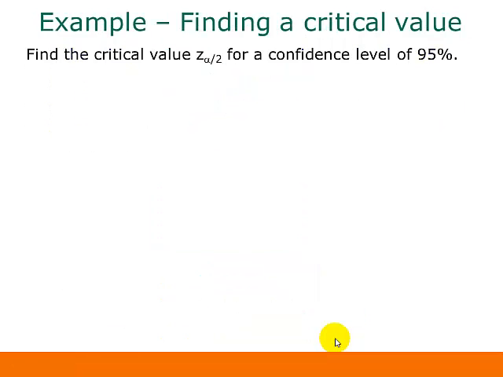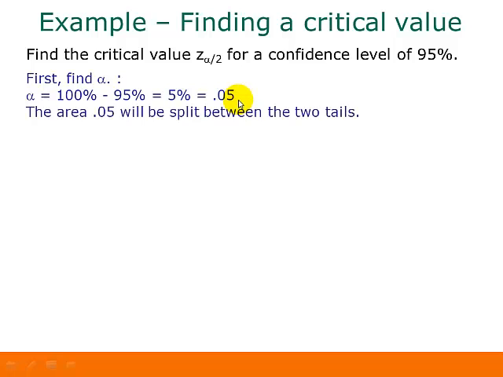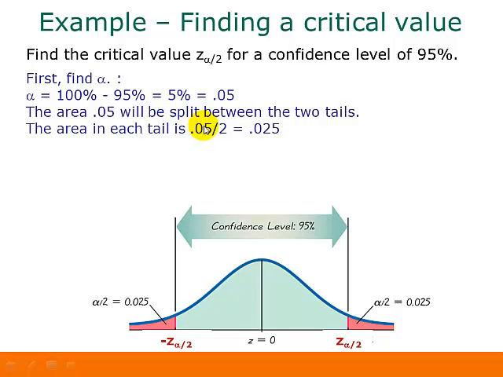Here's an example of finding a critical value for a specific value of our confidence level. So let's find our critical value for a confidence level of 95%. First, we need to find alpha. Alpha is just 100% minus our confidence level. In this case, that's going to be 5%. And we normally write alpha in decimal form, so that would be 0.05. This area is going to be split between the two tails, so we need to divide that by 2. So alpha over 2 is 0.025.